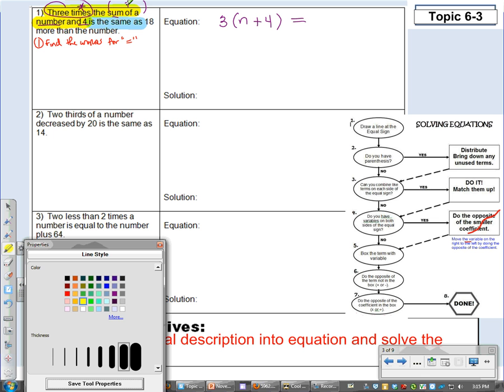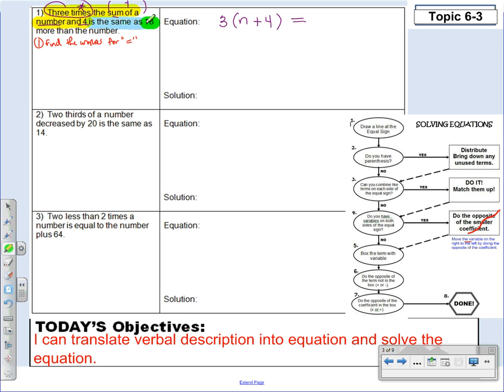So now we're going to figure out what goes on the other side of the equal sign. 18 more than a number. More than tells us it is plus, but more than is also a flip word. So that means what comes before the words more than, the 18, now comes behind it, and what follows the more than, the number, comes in front. So on the right-hand side, we get n plus 18.